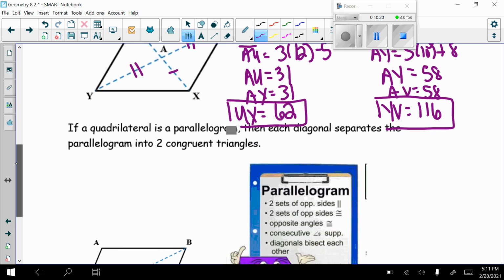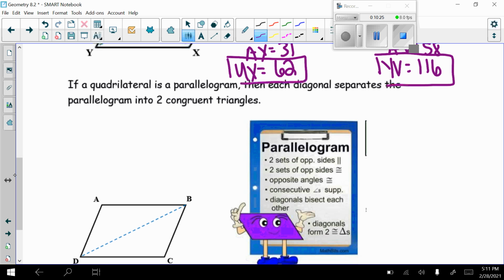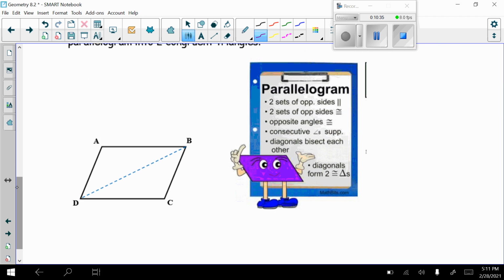Last thing that we need to know about a parallelogram. It says if a quadrilateral is a parallelogram, then each diagonal separates the parallelogram into two congruent triangles. Okay? So we have one diagonal drawn here. So then I could say that triangle ABD is congruent to triangle CDB. Because remember that opposite angles are congruent. So this is the same as this. So ABD is congruent to CDB.